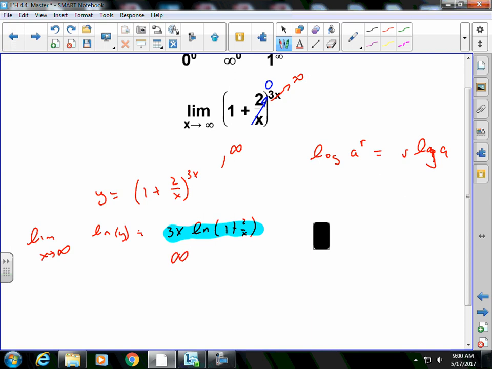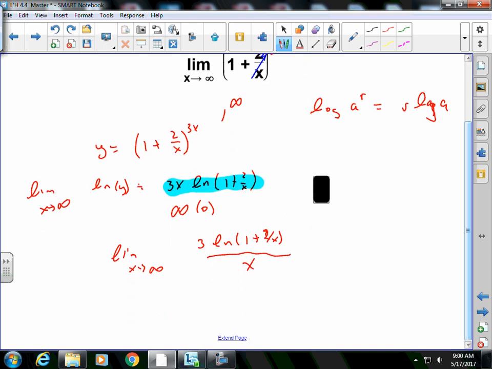I have an infinity times a 0. I could rewrite this, and we've done that in the last section, so I'm just going to write the limit as x approaches infinity of 3 ln of 1 plus 2 over x, all over 1 over x. Oops, not over x, but 1 over x. I have to write an equivalent. When I evaluate that, I get a 0 over 0. Because the natural log of 1 plus 2 over x is really looking at the natural log of 1. Natural log of 1 is 0. 0 times 3 is 0. 1 over infinity goes to 0.